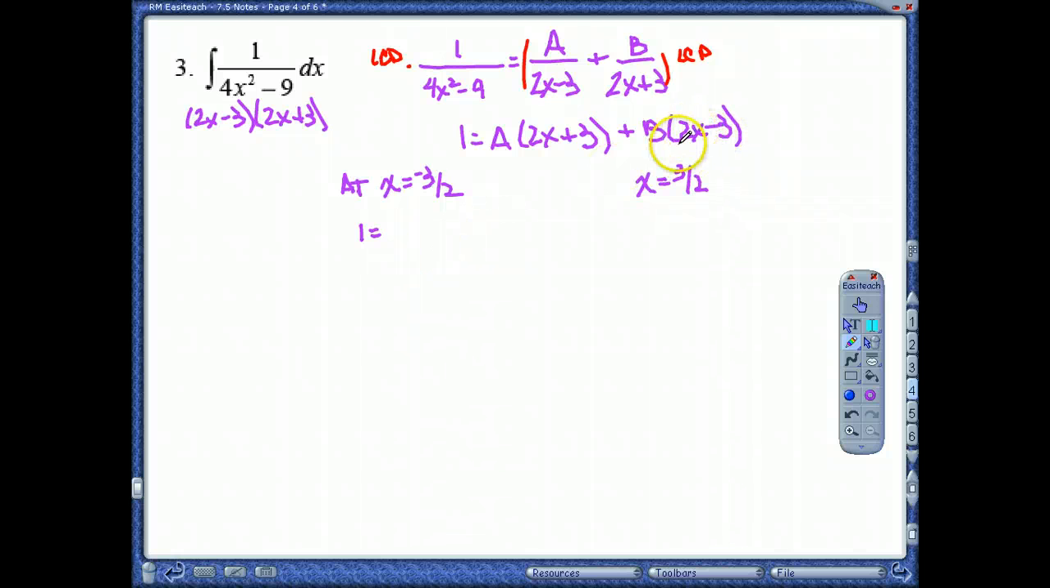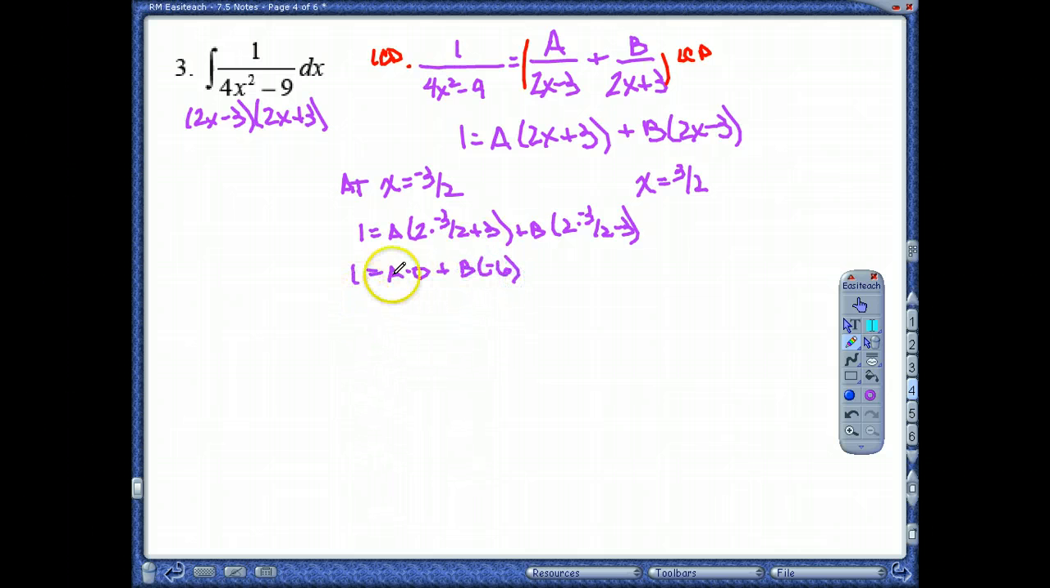Then you come over here, you have 2 times negative 3/2 minus 3. So you literally have, and let me write it out, I don't want anybody to get confused. And then plus b over 2 times negative 3/2 minus 3. So this is going to be 0, and this is going to be negative 6. So that's gone. So b is going to be negative 1/6.